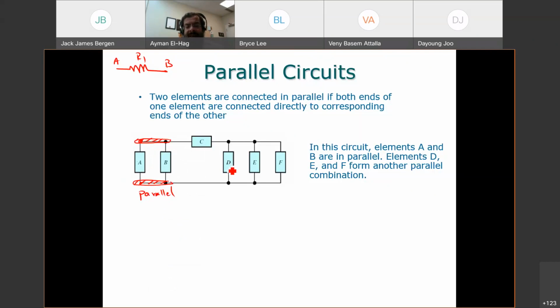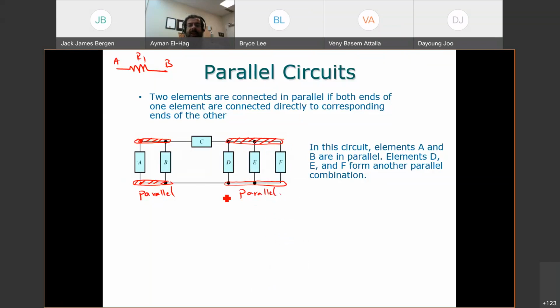Let's look at D, E, and F. Again, this point, this, and this, all of them are exactly one point. Why? Because there are no elements between this point and this point, or this point and that point. Same thing here. So these three elements, D, E, and F, share the same two nodes. So these three elements are also in parallel.